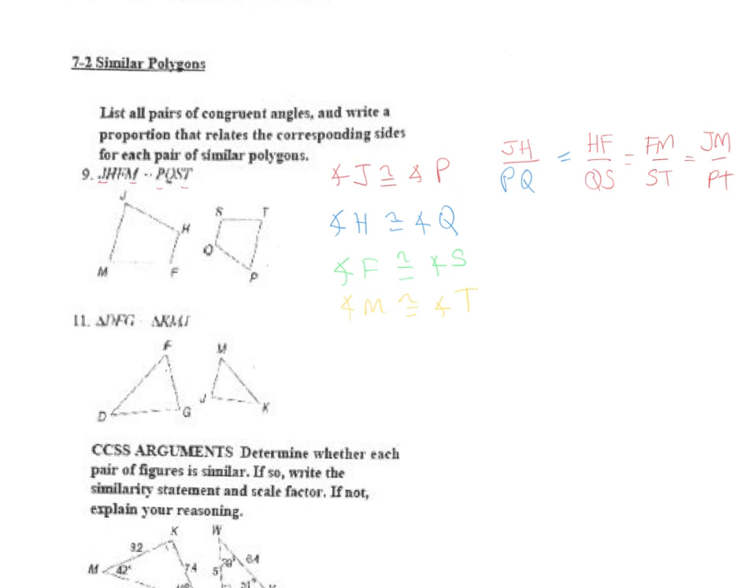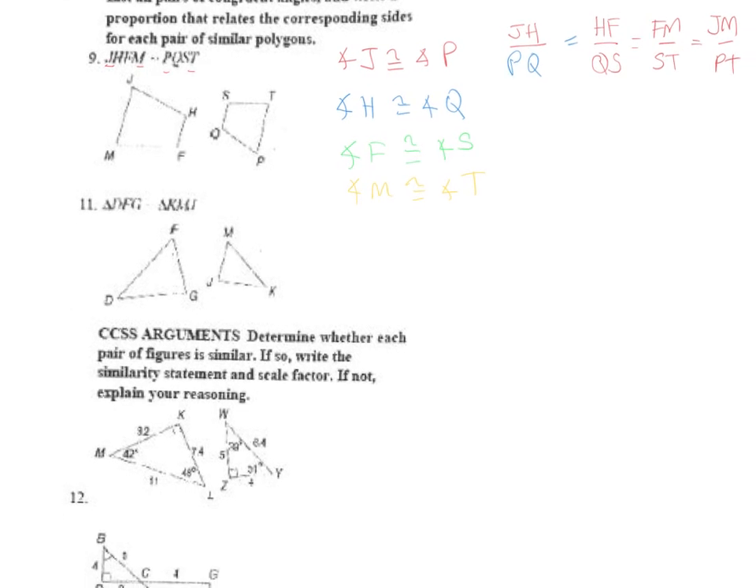And so when we look at the next one here, number 11, it can be very similar, except now we have a triangle, so we're looking at 3 angles. So we would say that angle D is congruent to angle K, so D to K, and that angle F is congruent to angle M, and angle G is congruent to angle J.